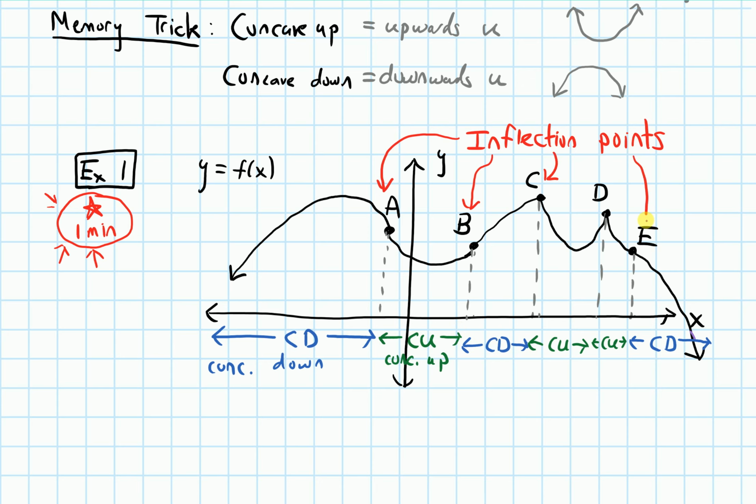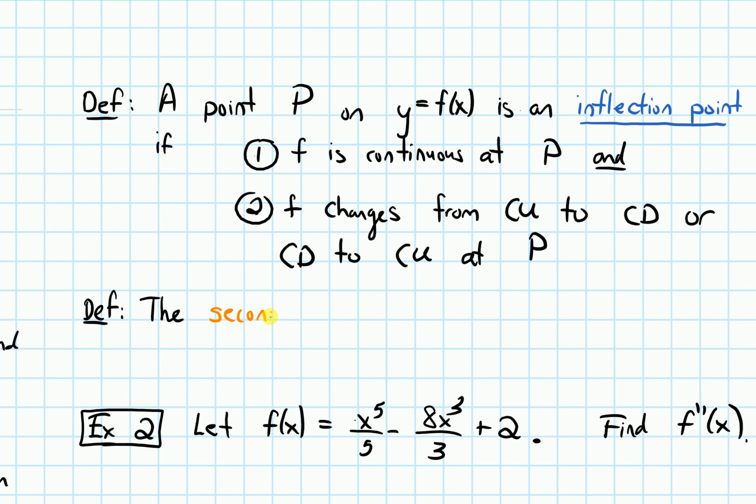All right, so next I want to give a key definition that's going to help us figure out where a function is concave up and concave down. And this is the second derivative of a function. So the second derivative of f, which is written f double prime. That's the way I say this, I say f double prime of x.